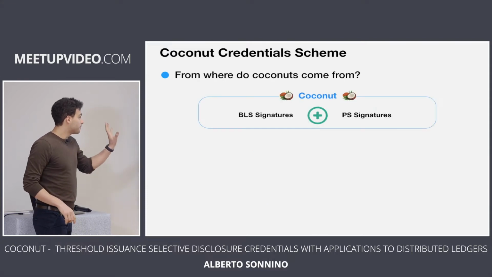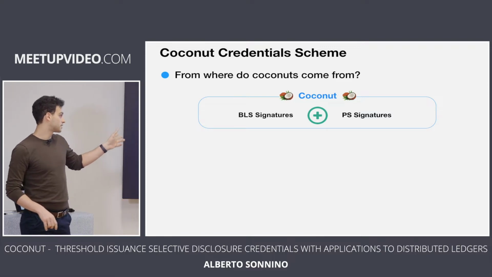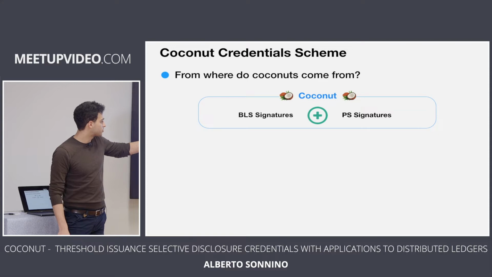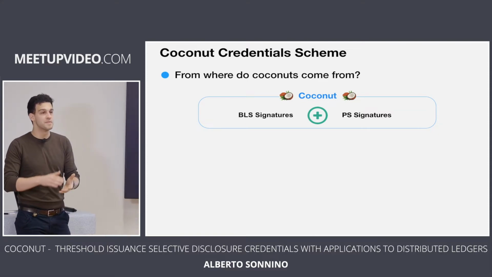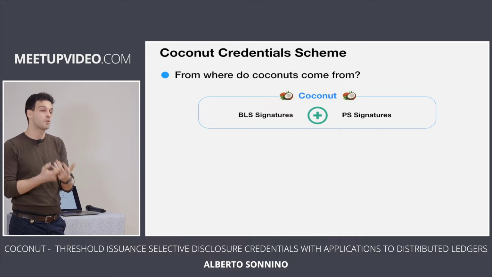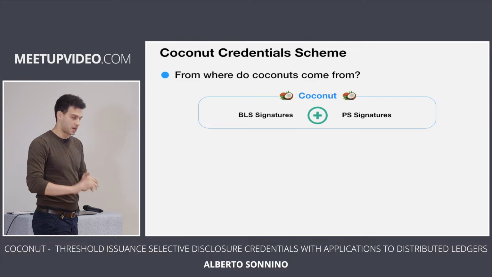So at the heart, Coconut is a mix of PS signatures and BLS signatures. It relies on the structure of PS signatures, and it makes it deterministic over multiple authorities, since we don't want those authorities to communicate with each other, by using the BLS trick of hash to point.